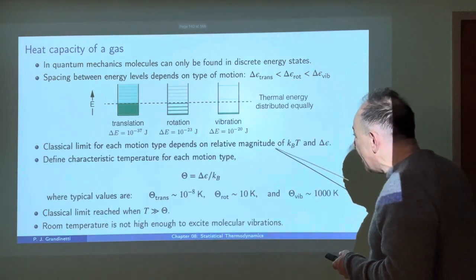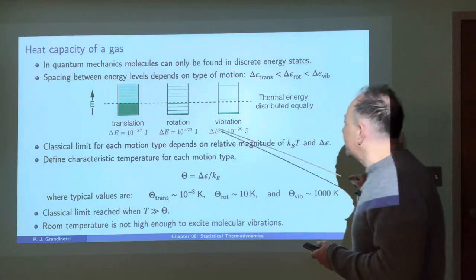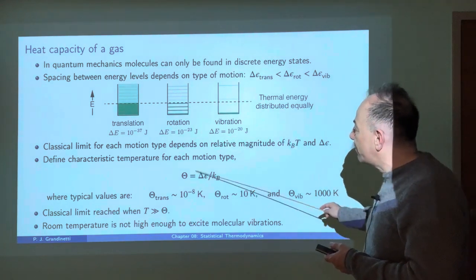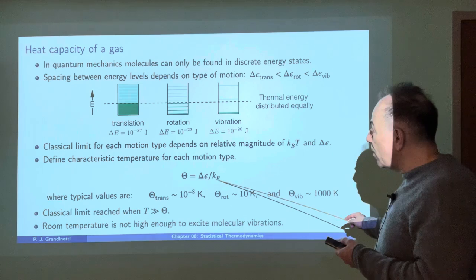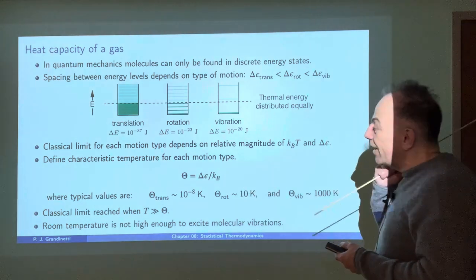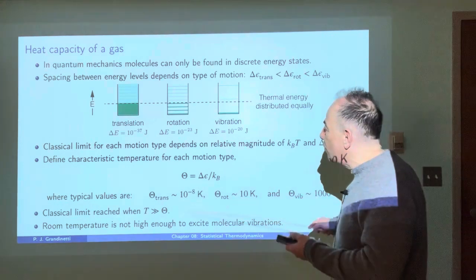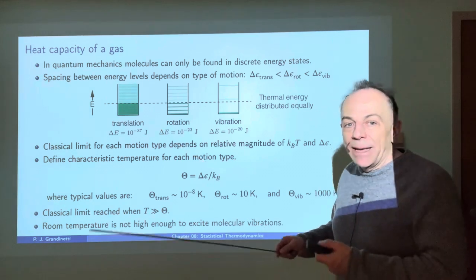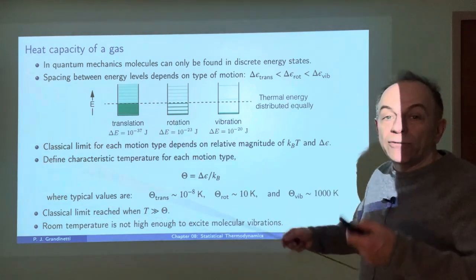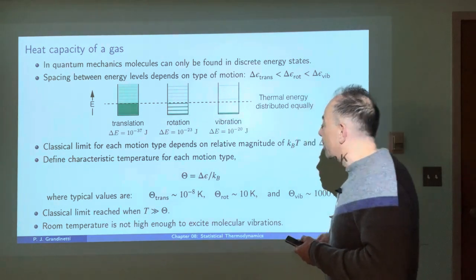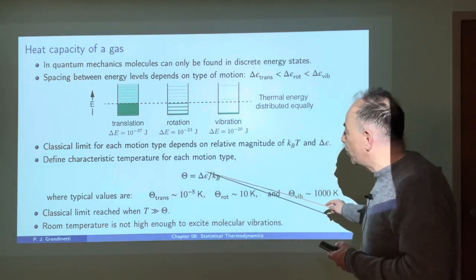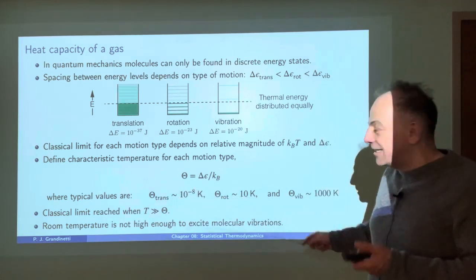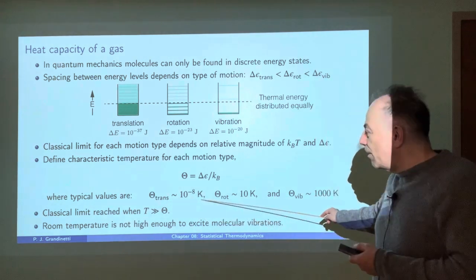So if you look at these energy spacings here, you can see that this is related to kBT. If you just divide the energy spacing by the Boltzmann constant, you come up with a temperature, which we call a characteristic temperature. It tells you how high a temperature you need before you can make the classical limit approximation, and assume that you don't have to worry about the quantum mechanical quantization of energy levels. For translational motion, the delta E is so small that all you need to be is well above 10 to the minus 8 Kelvin. These are typical values for being in the classical limit.